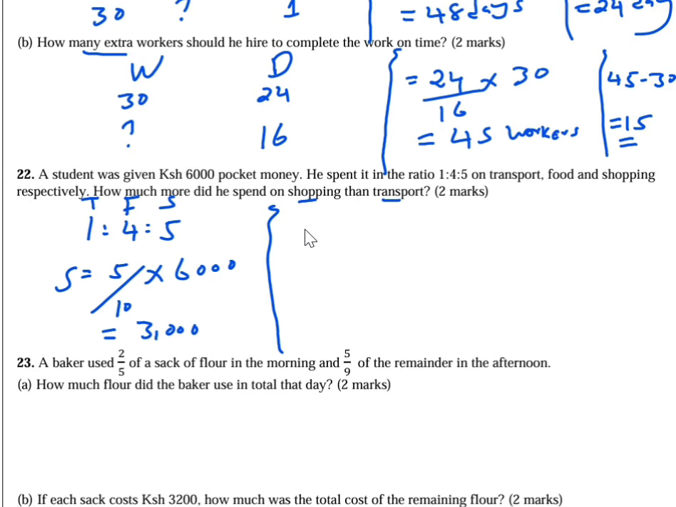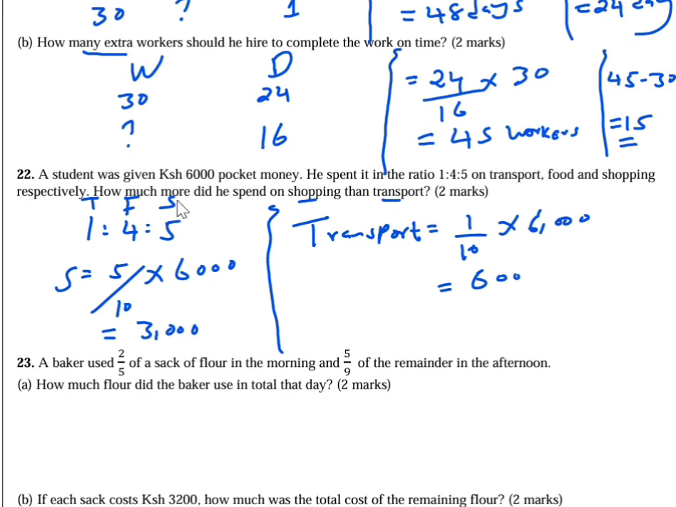So transport, how much money did he spend? The transport ratio is 1 over, we add, over 10 multiplied by 6,000. So if you multiply that, we'll see it is 600. He spent 600 on transport.